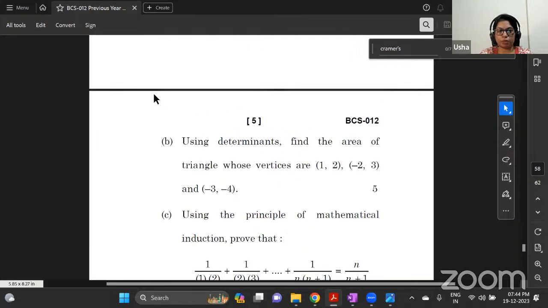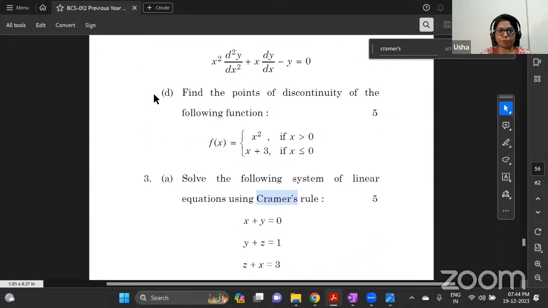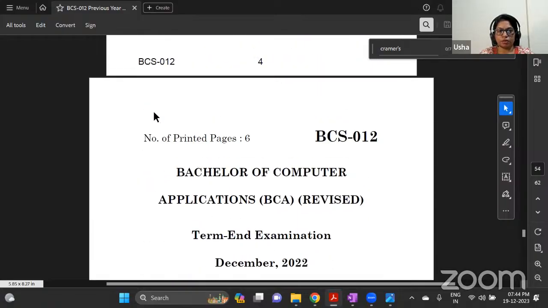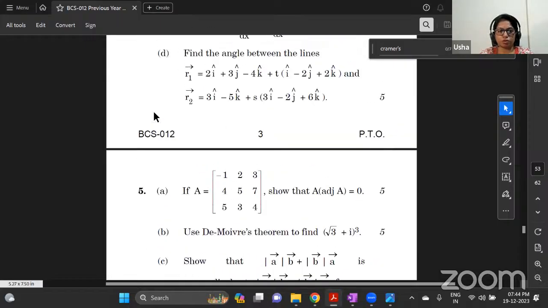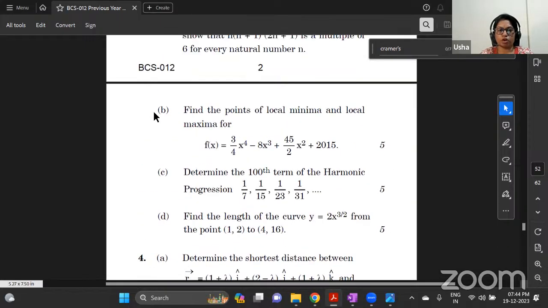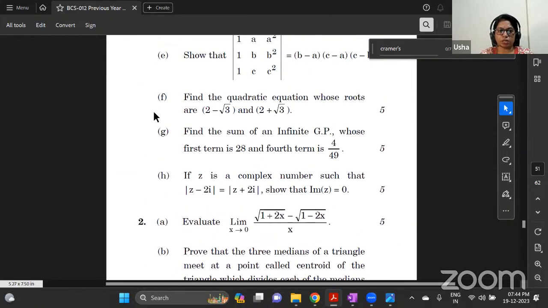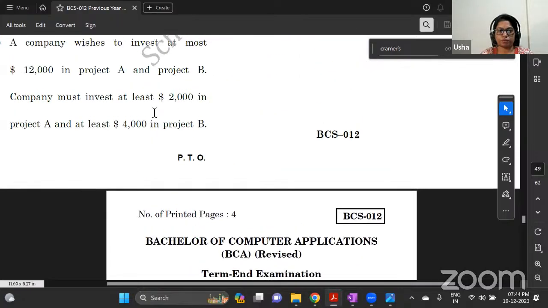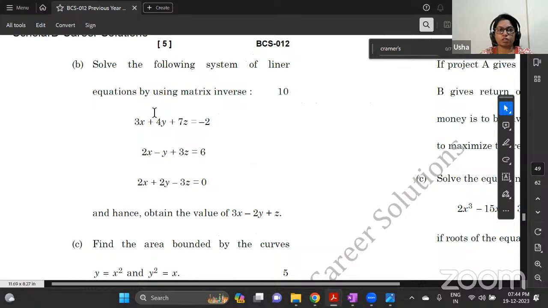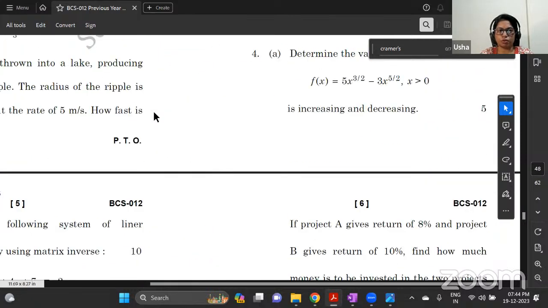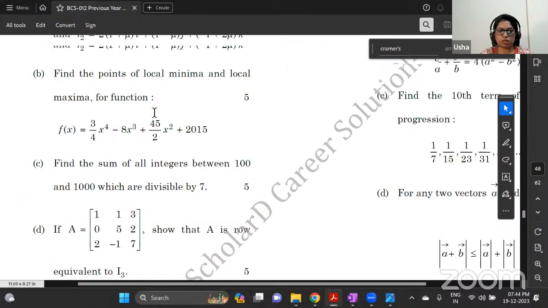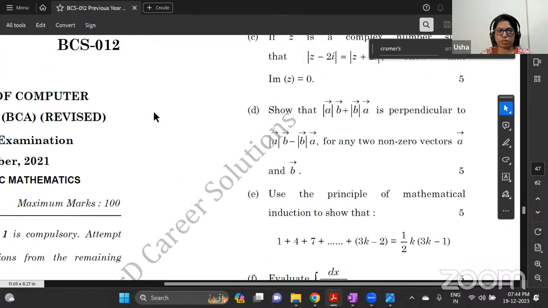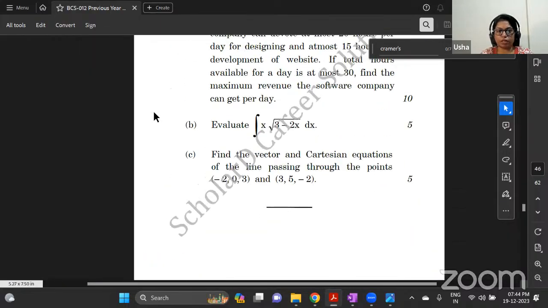Cramer's rule is like a compulsory question. It is asked in each and every paper, and it is given for 5 marks. Once you know determinants, Cramer's rule is very easy. Only by these matrices and determinants you can expect 15 to 20 marks. We'll solve 2 questions using Cramer's rule. One with all the variables present, and in one of the questions we will have only 2 variables present in each and every equation.